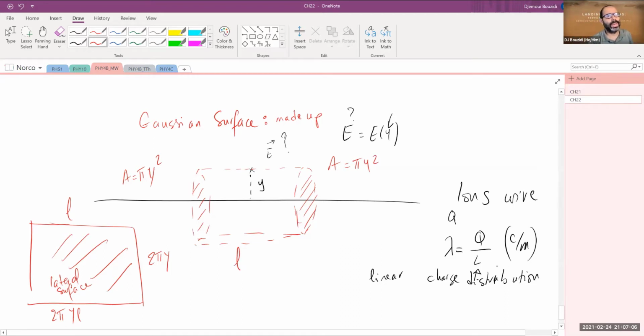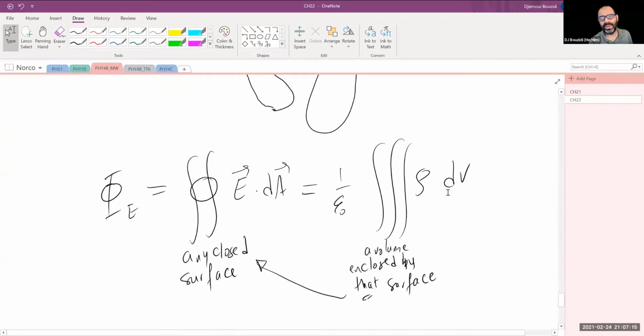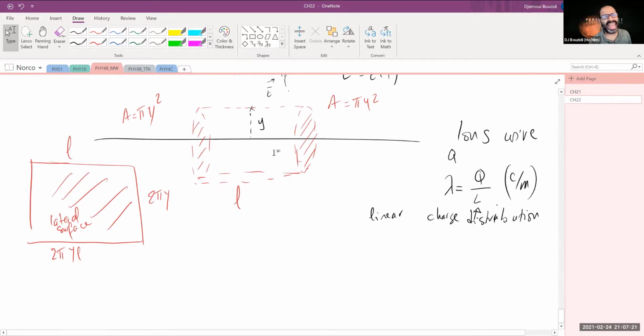We know what this thing looks like. We know exactly what the answer is for the electric field, okay? So on one side, I want to find the flux. On the other side, I want to find the charge divided by epsilon naught. Except this charge is a linear distribution. Since I took an L length of it, I know the charge is going to be lambda times L. So the other side is lambda times L divided by epsilon naught.